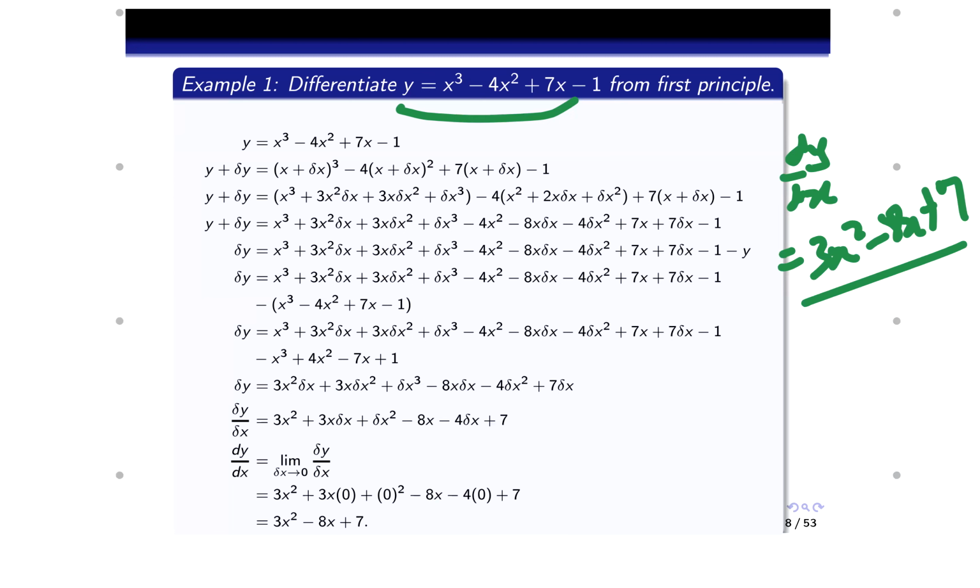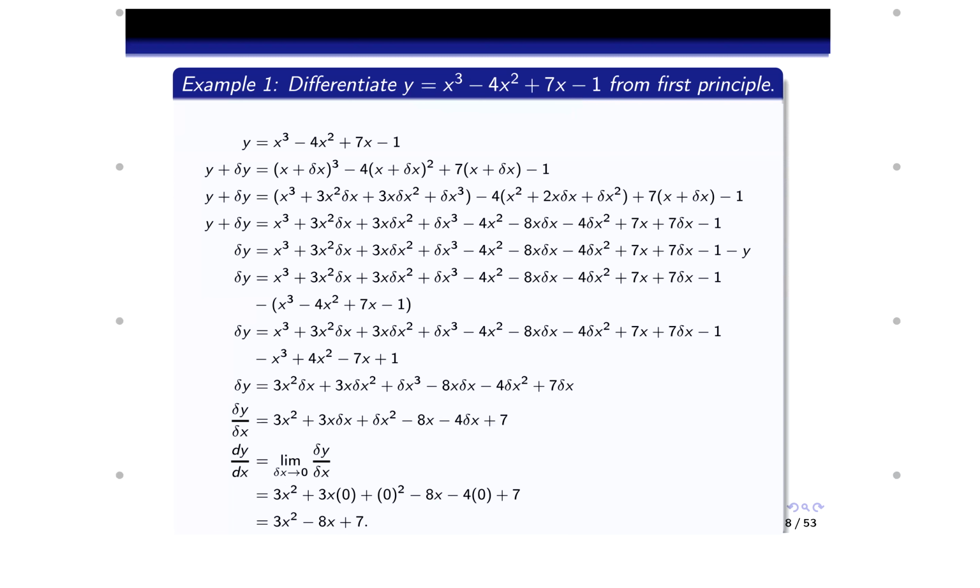So based on what had been established in previous slides, we want to differentiate y equals x cubed minus 4x squared plus 7x minus 1 from first principle. If you are doing a theory question and you're given this, if you just differentiate it the way I've just done it, you'll be wrong, right? Because it is specified that I should do it from first principle. First principle can be messy, lengthy, and annoying. But if you have that instruction, you have to do it that way. Okay, so how do you go?